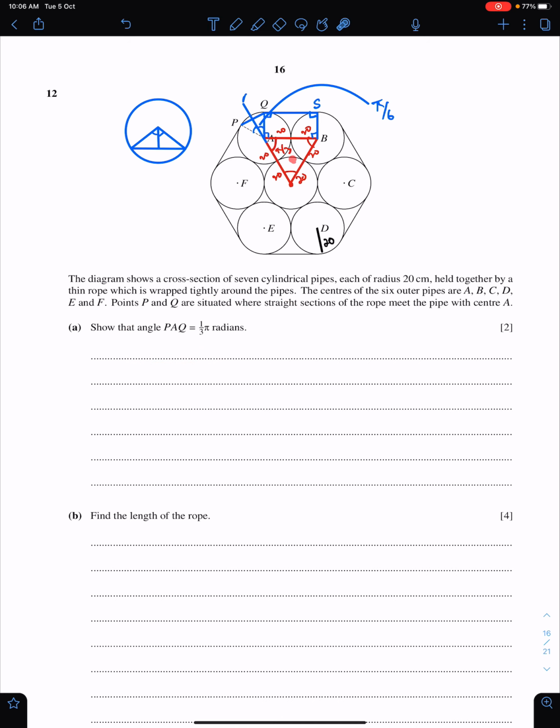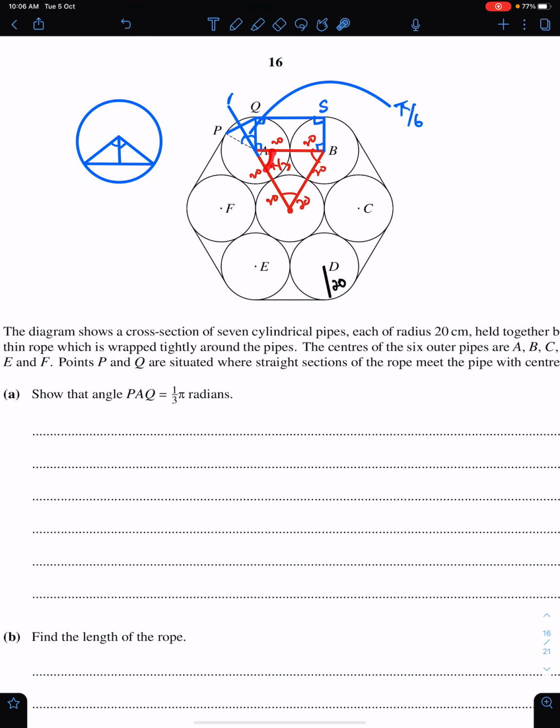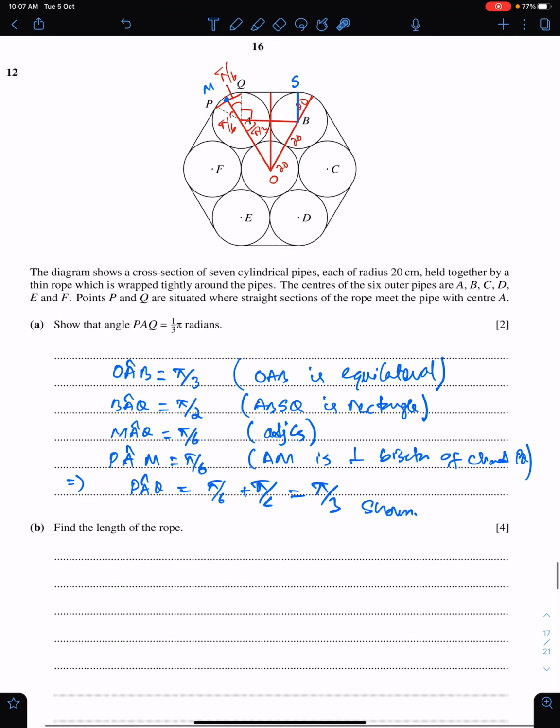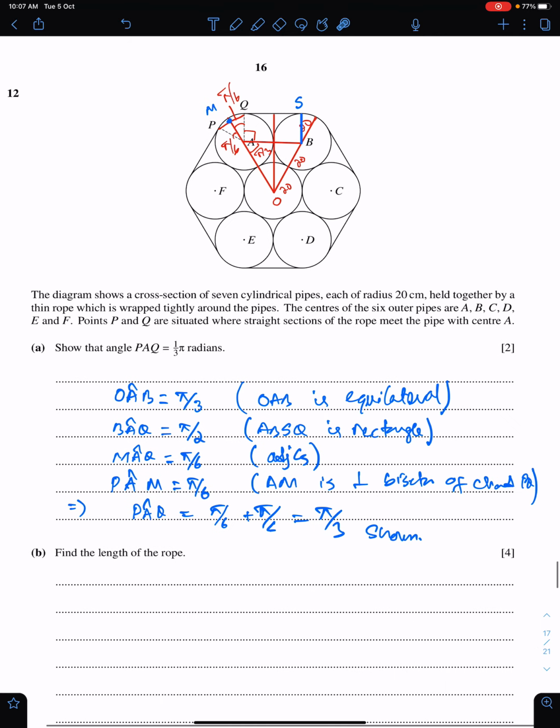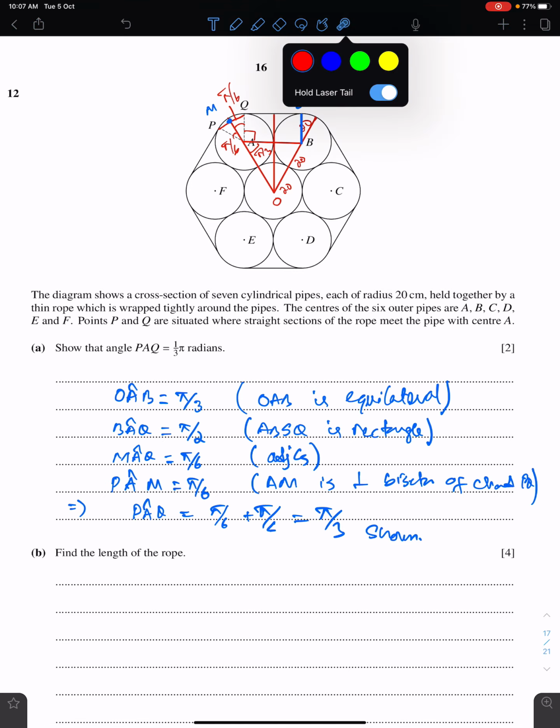This triangle is equilateral. So this angle is pi by 3. This is pi by 2 because this is rectangle. And this angle is on a straight line. So pi minus pi by 2 minus pi by 3 will give you this pi by 6. So this answer is also pi by 6 because this is perpendicular bisector of chord PQ. So this total is pi by 6 plus pi by 6, which is pi by 3. The working is here. So this is the first method.